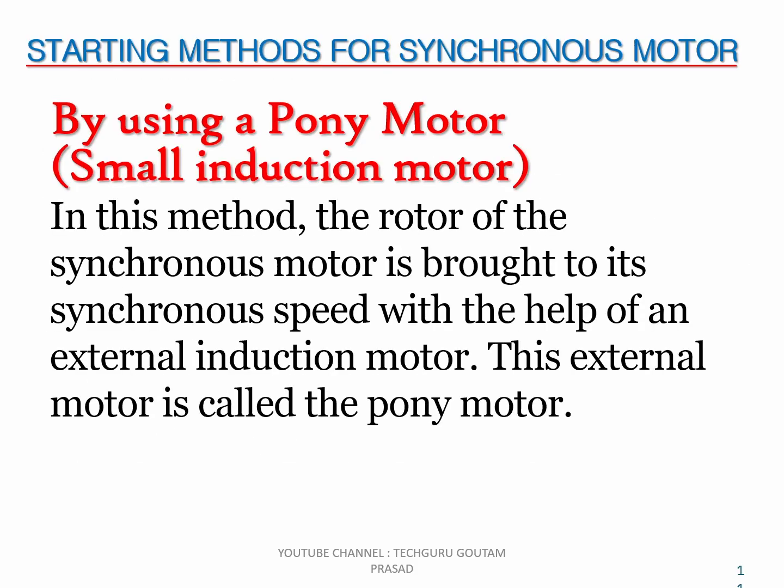Starting method for the synchronous motor by using a pony motor. In this method, the rotor of the synchronous motor is brought to its synchronous speed with the help of an external induction motor, and this external motor is called a pony motor. When it reaches that speed, we switch on the rotor DC power so that the field excitation takes place, and after the field excitation the rotor poles get locked with the stator poles, and it keeps running at the synchronous speed with the synchronously revolving stator field.